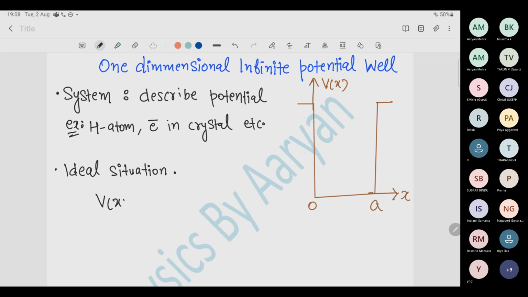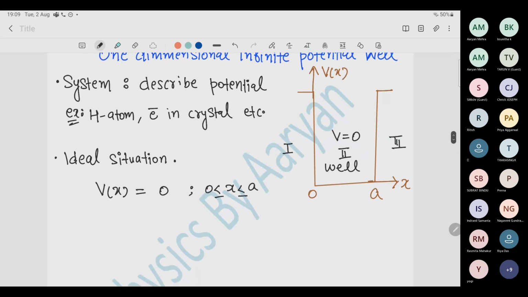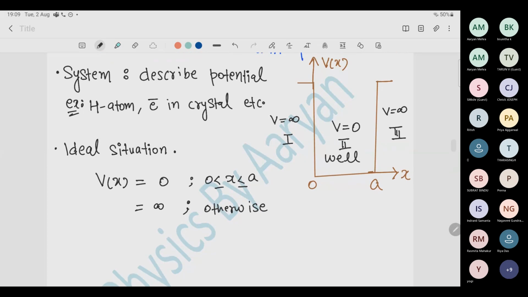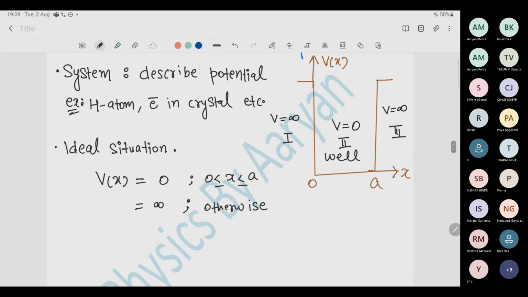For this system, the potential is zero inside some region which we call the well. It is also called region 2 or the well. So the potential is zero inside this well, meaning inside this small region from 0 to a, and the potential is infinite, meaning completely infinite, outside this small region. So for all other values of x, the potential is infinite. This is the situation we have.